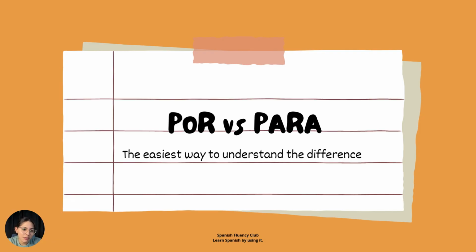At SVC, we help Spanish learners actually use the language through classes, conversation practice, grammar, pronunciation, and lots of opportunities to speak Spanish with real people. And today we're going to talk about something that confuses almost every Spanish learner at some point. Por versus para. They can both translate as "for" in English, which is exactly why they can be so confusing. But don't worry, instead of memorizing a huge list of rules, I'm going to show you a much easier way to understand the difference.